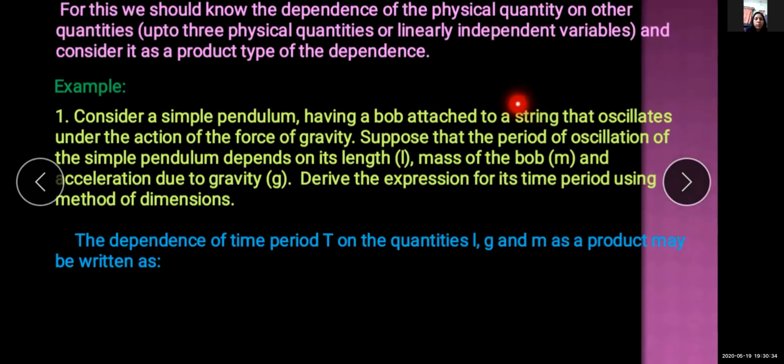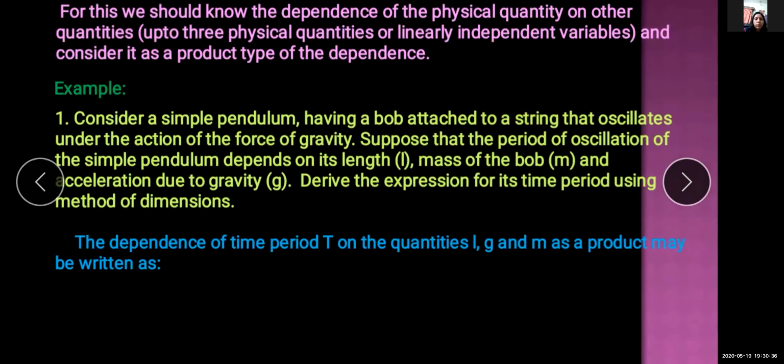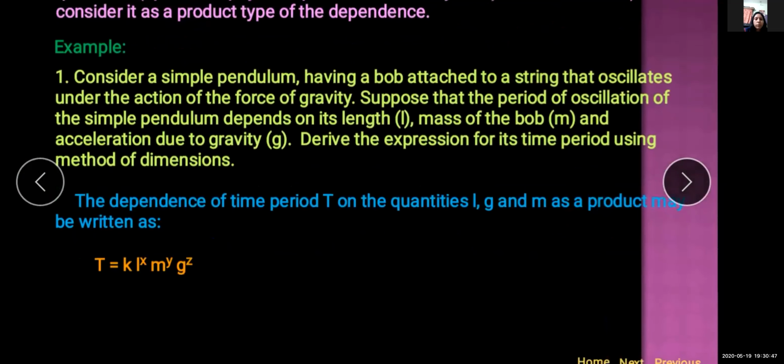So how to solve this? The dependency of time period T on the quantities length L, acceleration due to gravity g, and mass m as a product may be written as: first we can write T is directly proportional to L raised to power x, m raised to power y, g raised to power z. Or we can write T equal to k into L raised to power x into m raised to power y into g raised to power z.